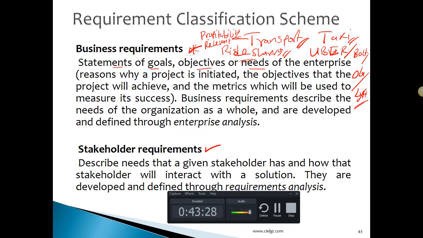So that particular objective or goal or the need that the enterprise has, in this case, like I mentioned, profitability and relevance, in order to enable us still remain in business, that's what we refer to as business requirement. So business requirement is basically the need that the organization has that will enable the organization remain profitable, relevant, and continue to stay within the business space.